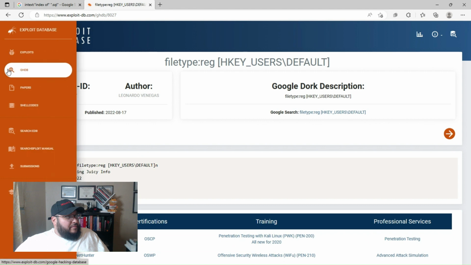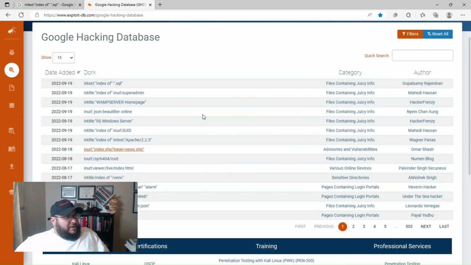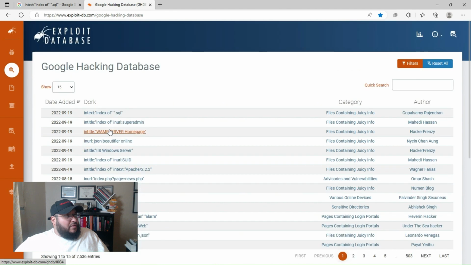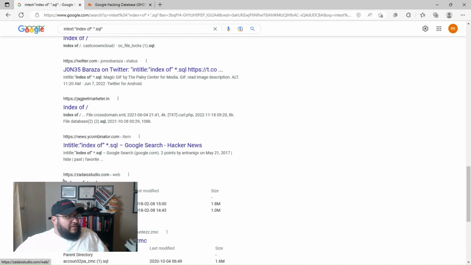Go back. Oh, wait a minute. What am I doing? Windows Server. You can even type in here a quick search. This is all just with Google. So see how I have this saved? I've already got this on here, so I just come in. I can look for whatever I want.